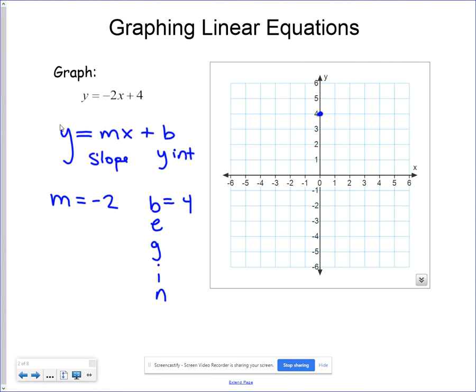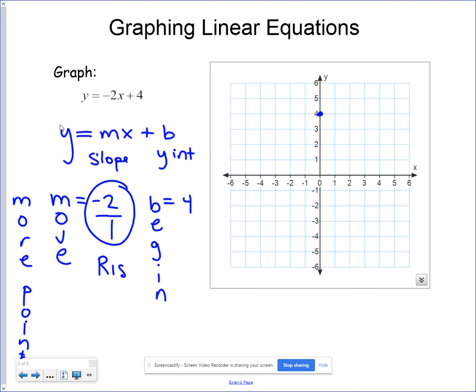Now the slope of this line is how you move, or how you find more points. So the slope, remember, you always want to think of it as a fraction. So if it's not a fraction, just put it over 1. So it's negative 2 over 1. Slope is referred to as the rise over the run, or the change in the y's over the change in the x's.